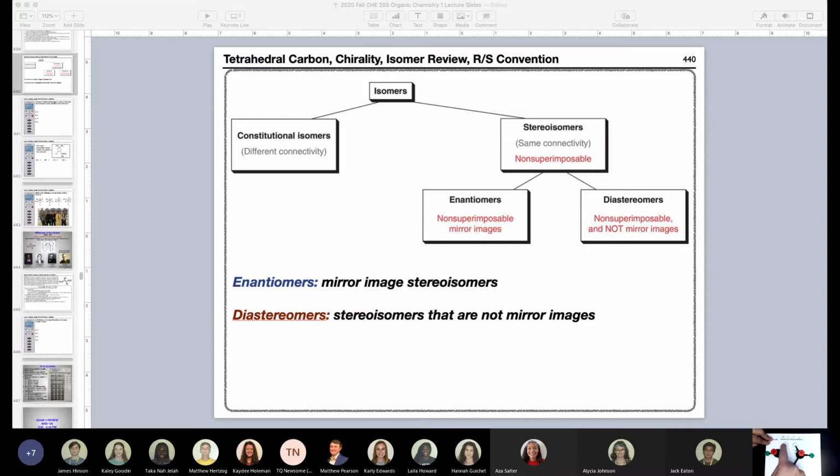So notice 1, 2, 3, 4. Each of these has 4 different substituents. So that's called a chirality center. We have bromine, chlorine, fluorine, H. Those are the 4 substituents. Mirror image isomers called enantiomers. So how do we differentiate them through the nomenclature?